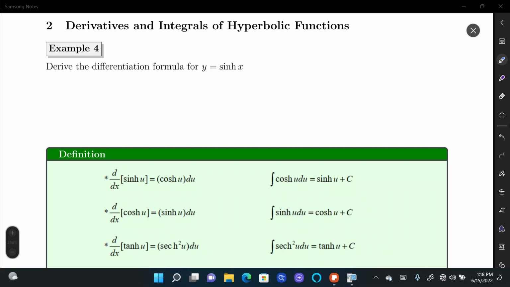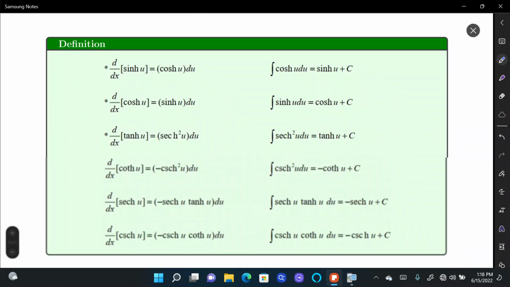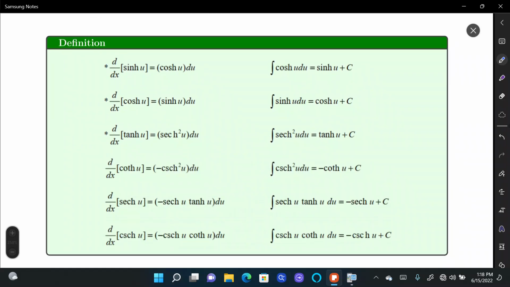So, derivatives and integrals of hyperbolic functions. We have all these formulas right here in the definition box. And you will find out how similar these are to the usual derivatives for trigonometric functions.